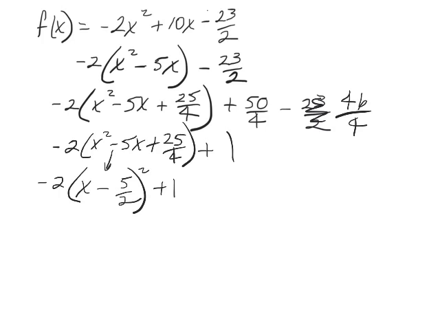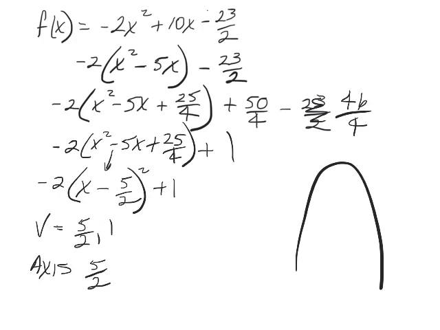And our axis of symmetry, well, let's put my vertex is 5 halves and 1. My axis of symmetry will be the x value, and whether it's a minimum or maximum, it's going to be a maximum because the graph opens down because of this negative sign up there, and the maximum value of my function is the y value of my vertex, which in this case is 1.